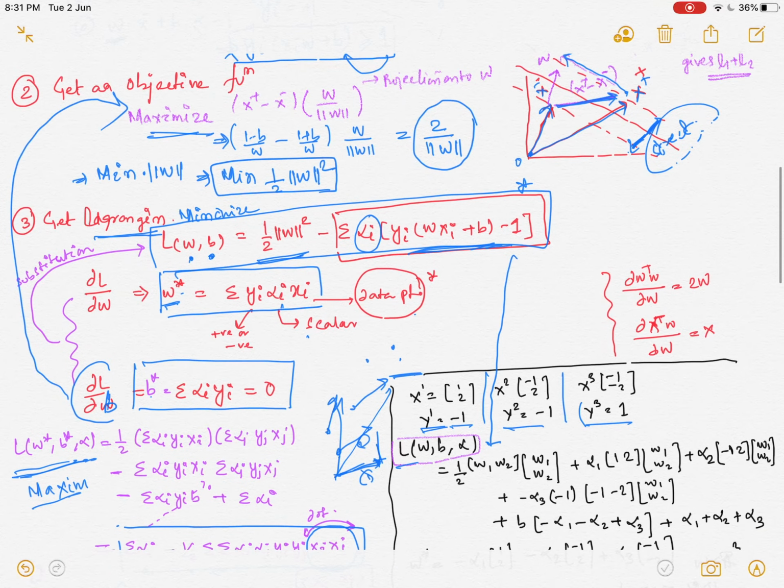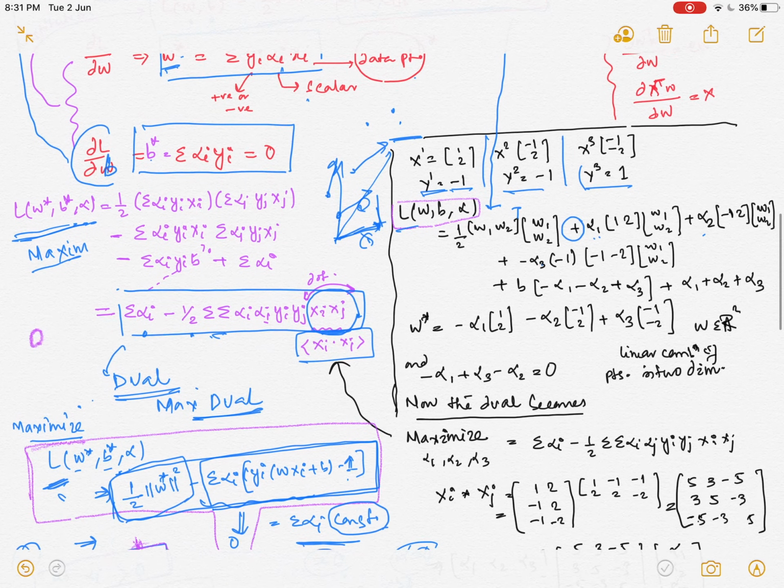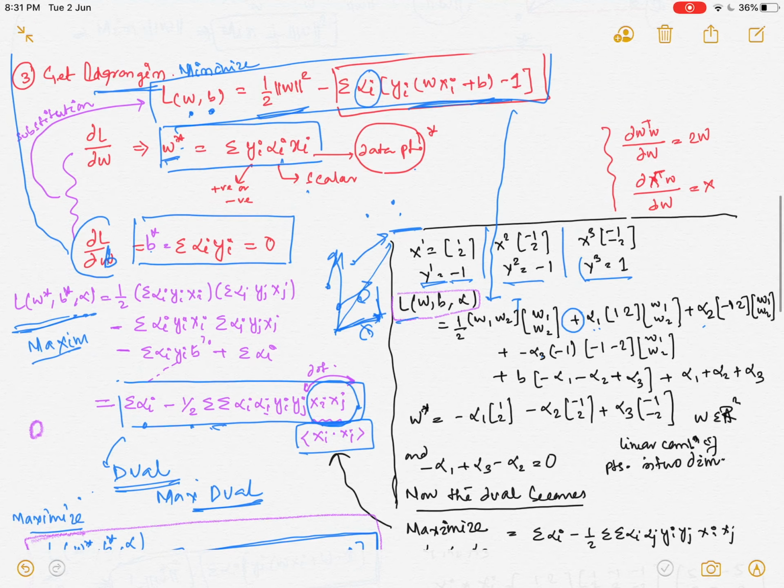Mod of W squared is nothing but W transpose W. Then alpha i, that is the summation, so we will have 3 alphas: alpha 1, alpha 2, alpha 3. Alpha 1 is multiplied with the value xi, where xi is 1, 2, and W is W1, W2. For yi here it is negative, so the value over here is positive. Similarly we can write it down, and from there we can calculate W star. W star is nothing but the sum of yi, alpha i and xi. So this gives us W star.